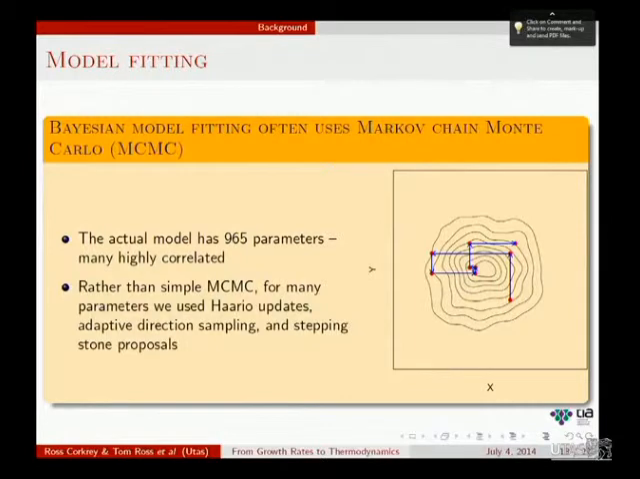We've got over 1,000 parameters because each of those strains has 4 parameters. Essentially, each of those strains embeds that original equation that I mentioned. Each of them has their own little equation. So there's 1,000 parameters, and they're highly correlated, especially the universal parameters. So we can't use simple MCMC, though it's still in there. And we have to use more complicated methods, such as HARIO updates, adaptive directional sampling, and stepping stones, which would take too long to describe.